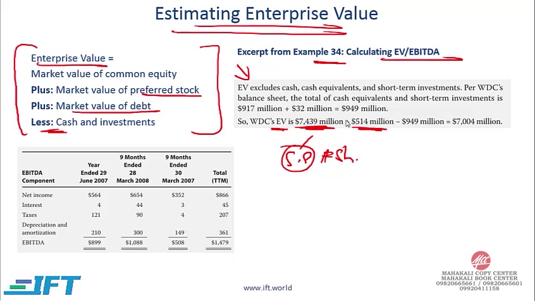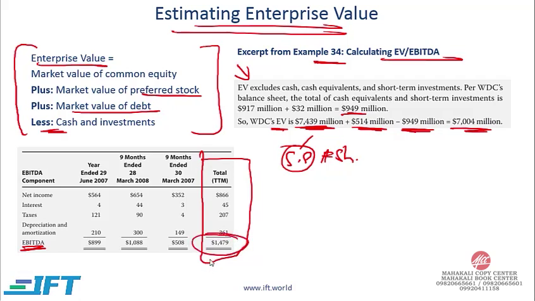If you don't know it, then your best assumption is that the book value represents the market value of debt. And then 949 is the value of short-term investments. So you subtract that number and come up with enterprise value. Then for the denominator, which is EBITDA, you use the trailing 12 months, and we don't need to get into the details, but essentially this is the number 1479.